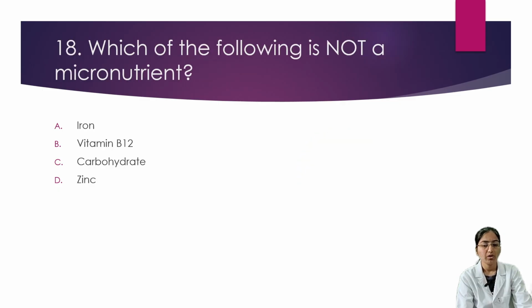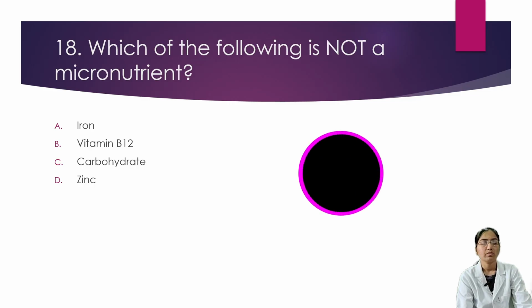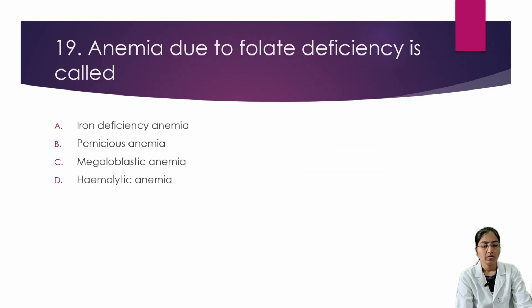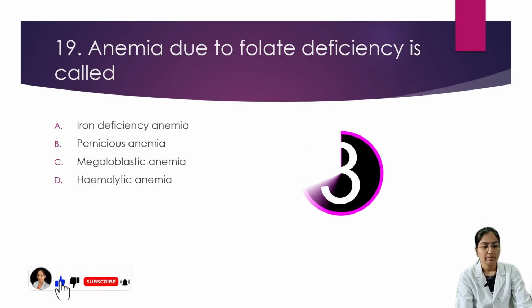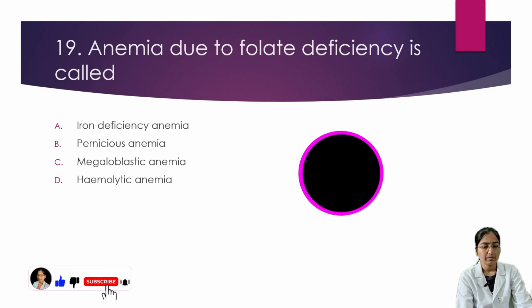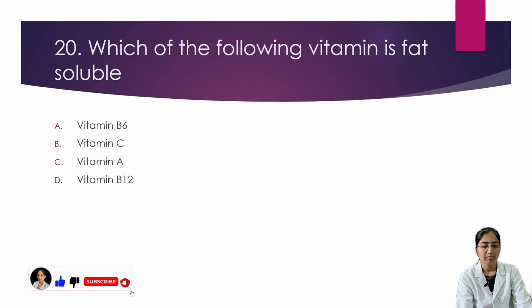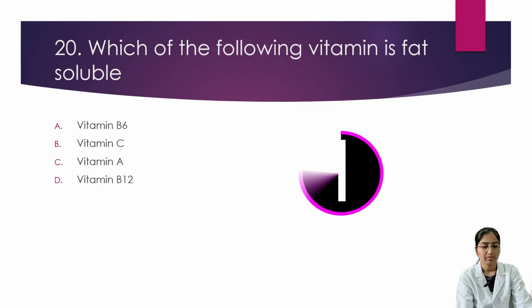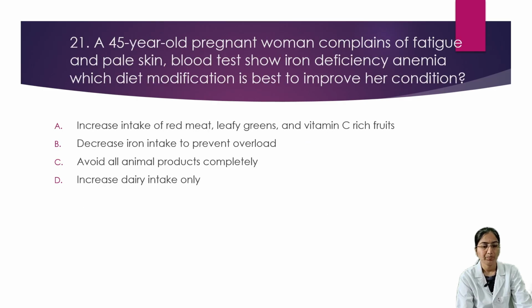Which vitamin deficiency causes rickets in children? Vitamin D. Which of the following is not a micronutrient? Carbohydrate. Anemia due to folate deficiency is called? Megaloblastic anemia. Which of the following vitamins is fat soluble? Vitamin A.